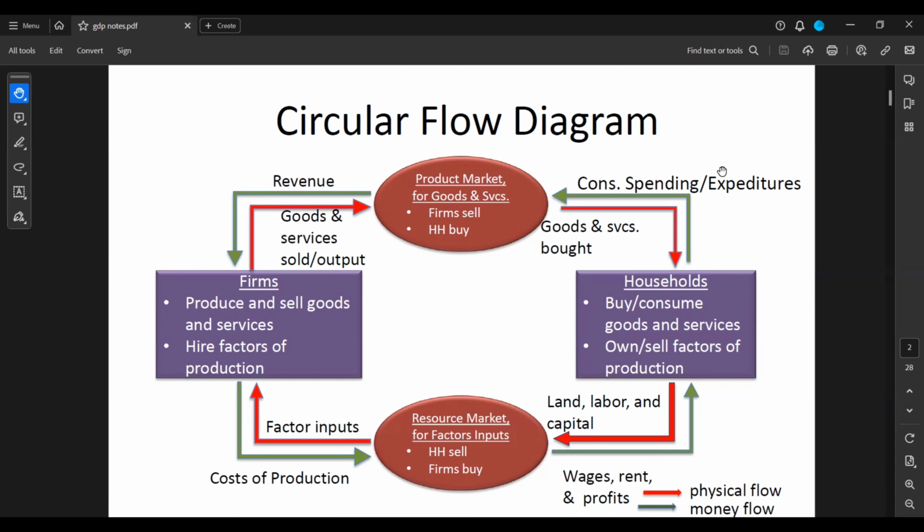From the product market, we see that the firm receives revenue, and that revenue becomes part of the firm's cost of production, because remember they have to reward the factors of production for their employment, for example, wages to labor. Afterwards, when the household receives these, they will spend it on consumer goods. So this is a circular flow diagram highlighting a two-sector model, where we assume only two economic agents operate within it, that is the firms and the households.